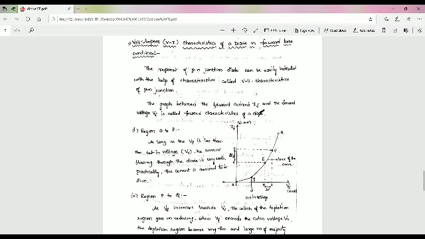This is the cut-in voltage. Below the cut-in voltage, the current flowing is very small. Practically the current is 0. The value of the cut-in voltage for silicon is 0.7 volts, and for germanium it is 0.3 volts.